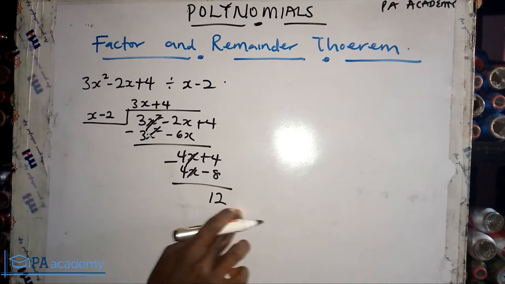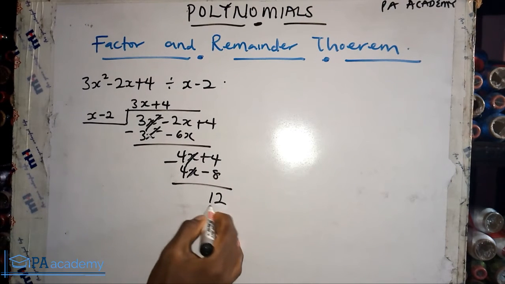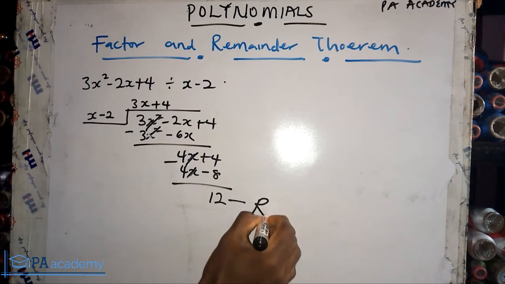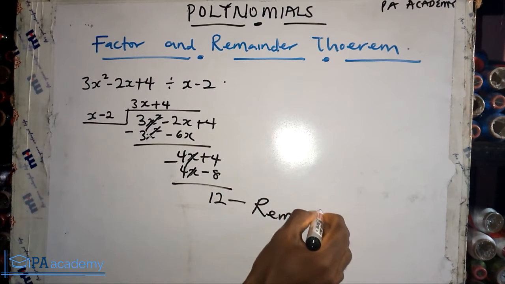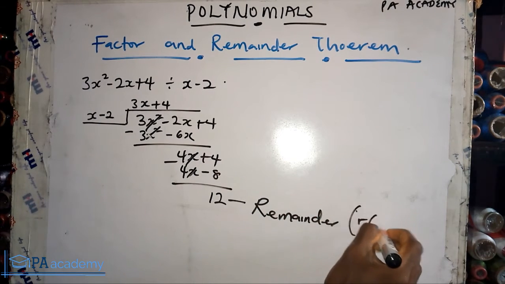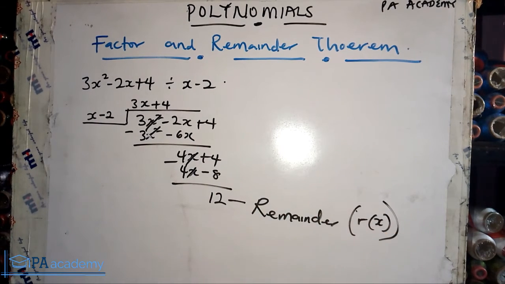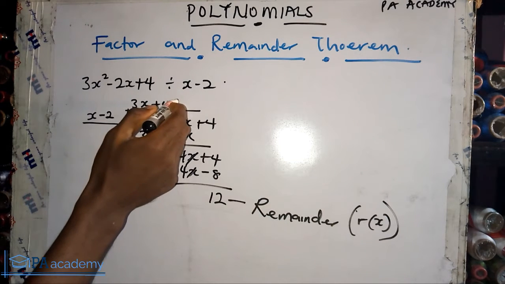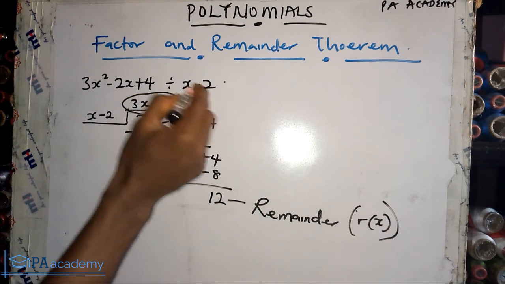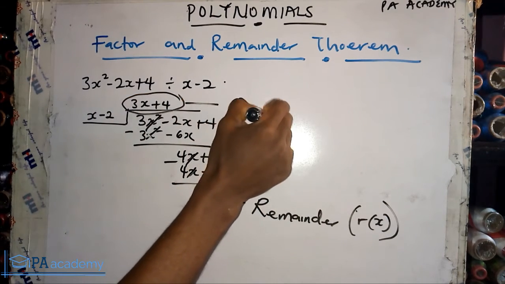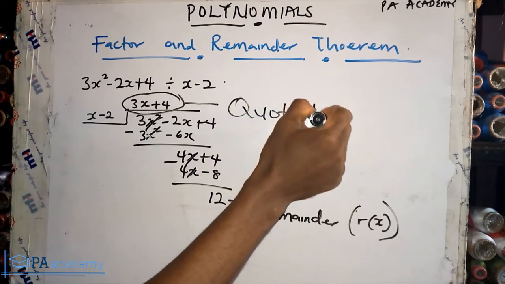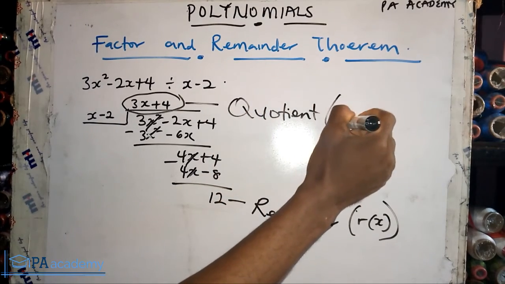Now let's know some things. Now this 12 that we are having here is called the remainder. You also call it the R of x. While this one, the one at the top, is called the quotient. The quotient, you also call it the Q of x.